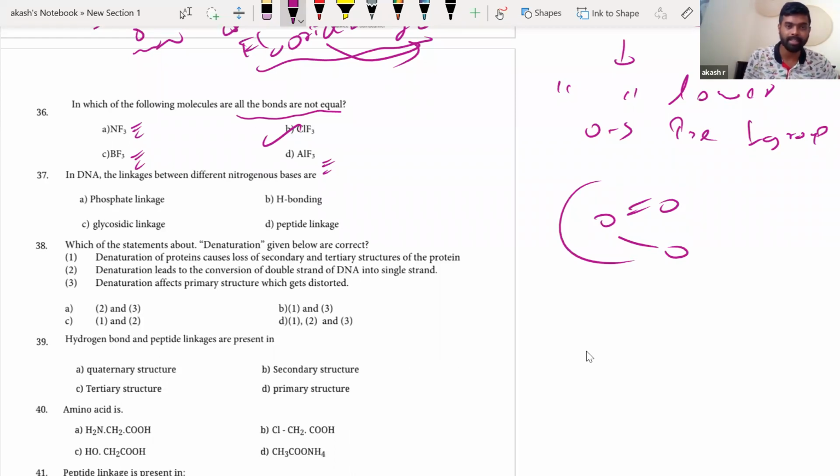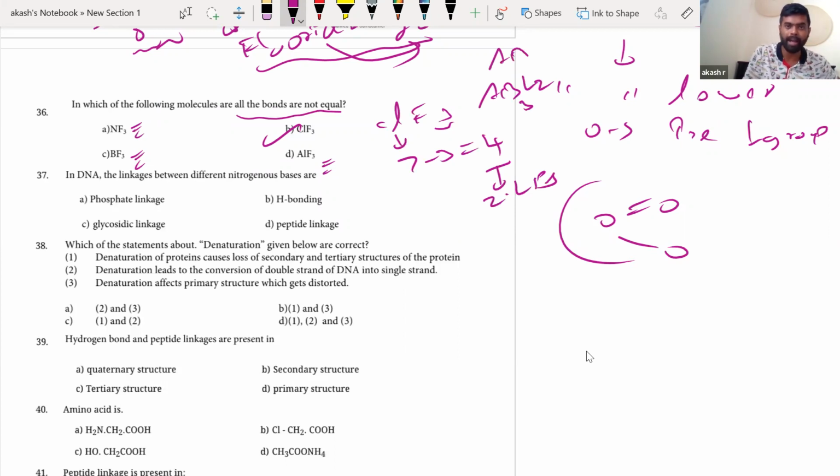Now ClF3. Cl has 7 valence electrons. Out of them, 3 are involved in bonding. So I have 4 more electrons left out, so 2 lone pairs. Right. So this is of the category AB3L2. If you would have had AB5, that is all 5 bonding atoms, I would have had a structure like this.